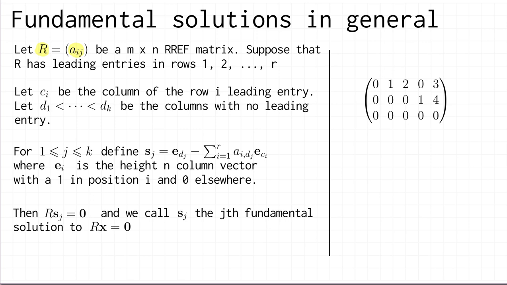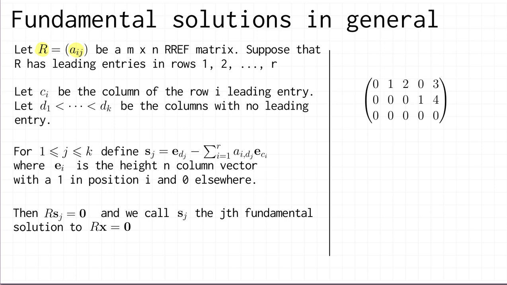Now this will have some zero rows and some non-zero rows in general, so let's suppose that the non-zero rows are in rows 1, 2, 3 up to r, and then since R is a row-reduced echelon form matrix, the zero rows have to come beneath this. We're now going to need some notation for which columns correspond to free parameters and which columns don't. So we're going to let c_i be the column which contains the leading entry in row i. So those are the variables which are not free parameters. And then we'll let d_1 up to d_k be the columns with no leading entry. So those columns correspond to the variables which are free parameters.